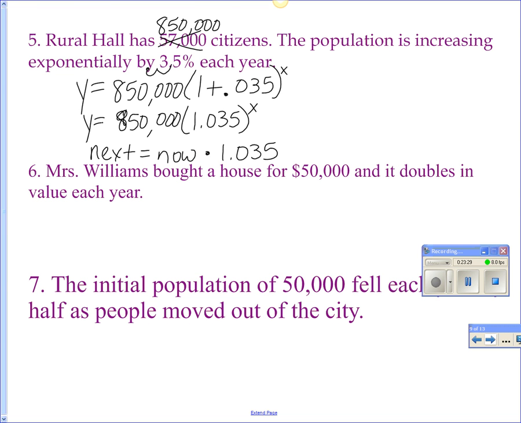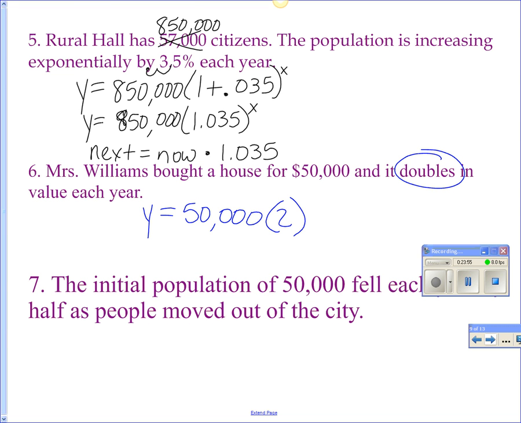All right, number 6, Mrs. Williams bought a house for $50,000 and it doubles in value each year. All right, guys, put your pencils down real quick. This one, y equals, what's my starting value? Don't pick up your pencils yet. Is there a percent in this one? No. What does doubles mean?